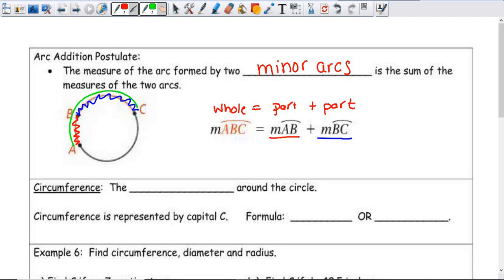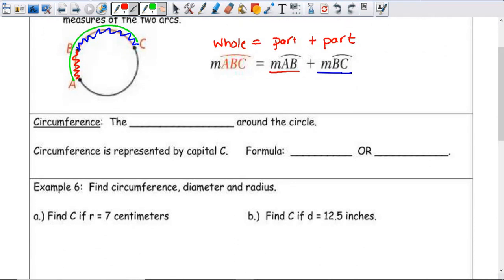Pretty simple. All right, let's go on to circumference. We already know circumference. We've actually already done that a little bit, so let's review that. Circumference measures the distance around the circle. This is on your formula sheet, but circumference is represented by a capital C, and there are two different ways we can represent circumference. We have C equals 2 pi r, which is probably the one you know the best.